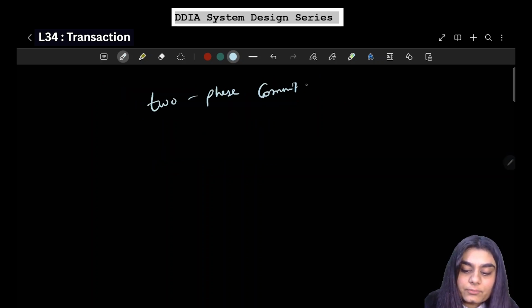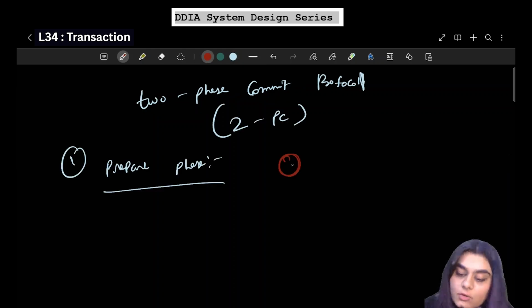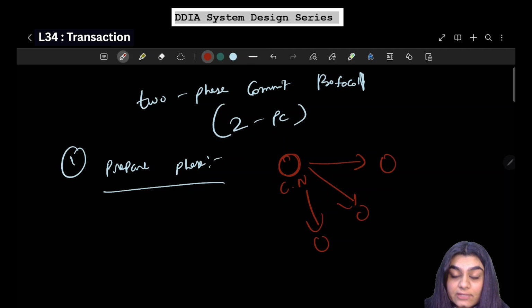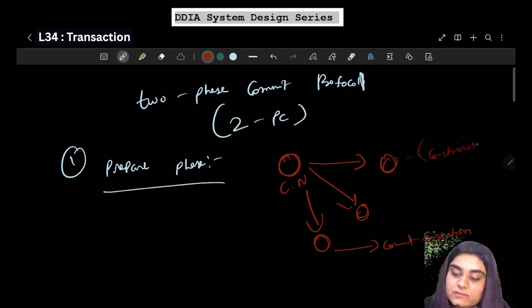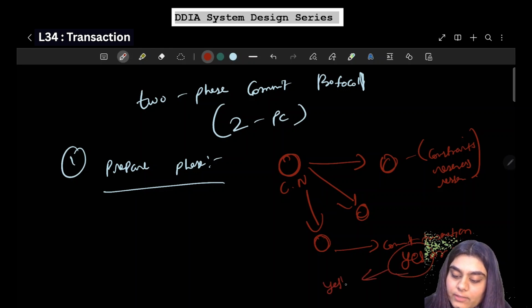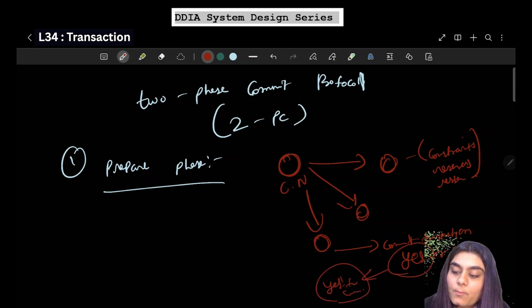the two-phase commit protocol. In this, a coordinating node asks all the participating nodes if they can commit the transaction. Each node will check the constraints, reserve resources, etc., to say yes or no. Yes means yes to commit and no means abort.